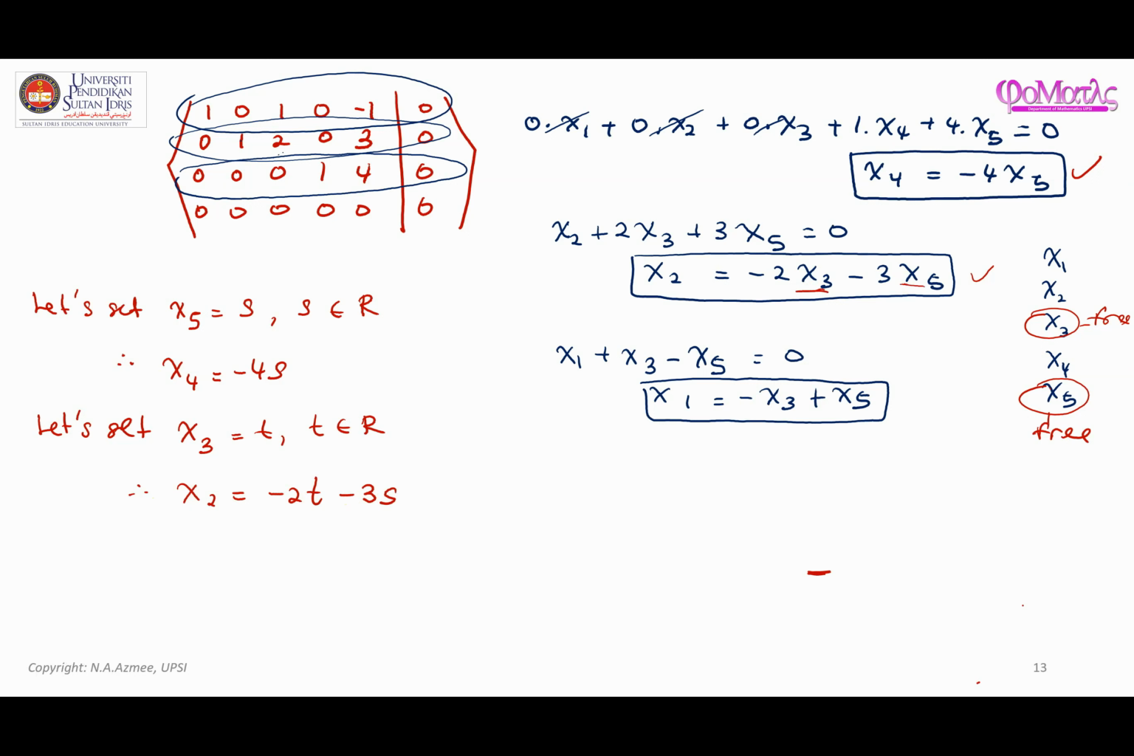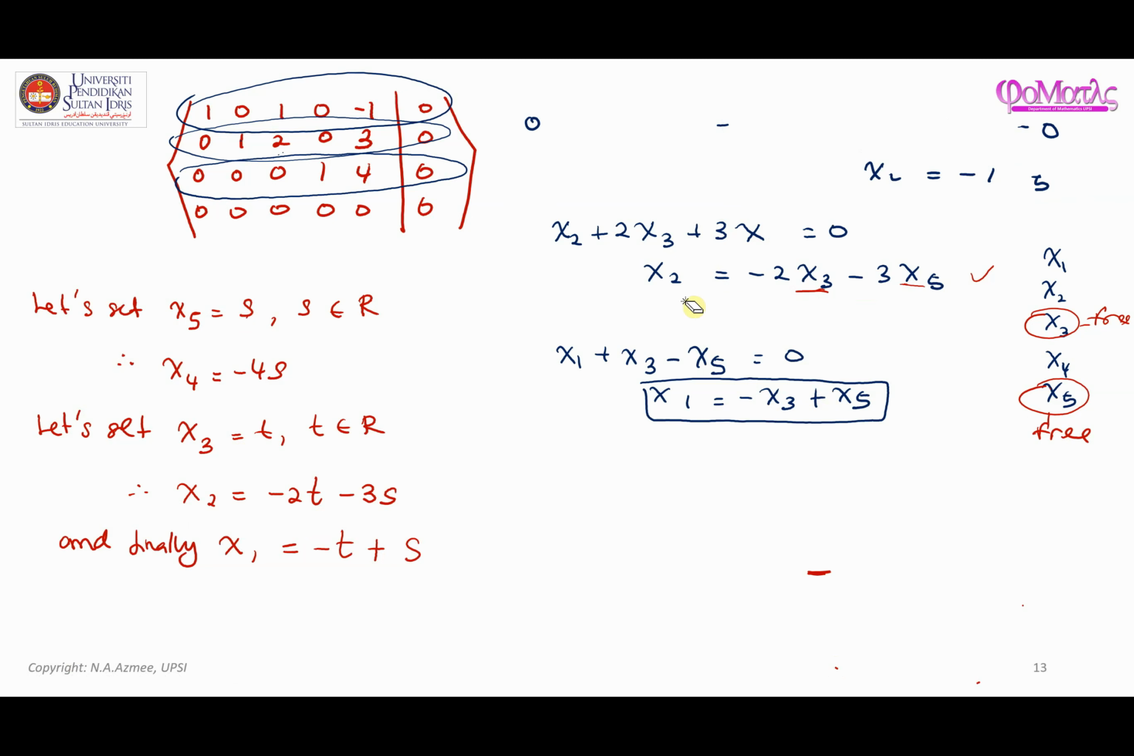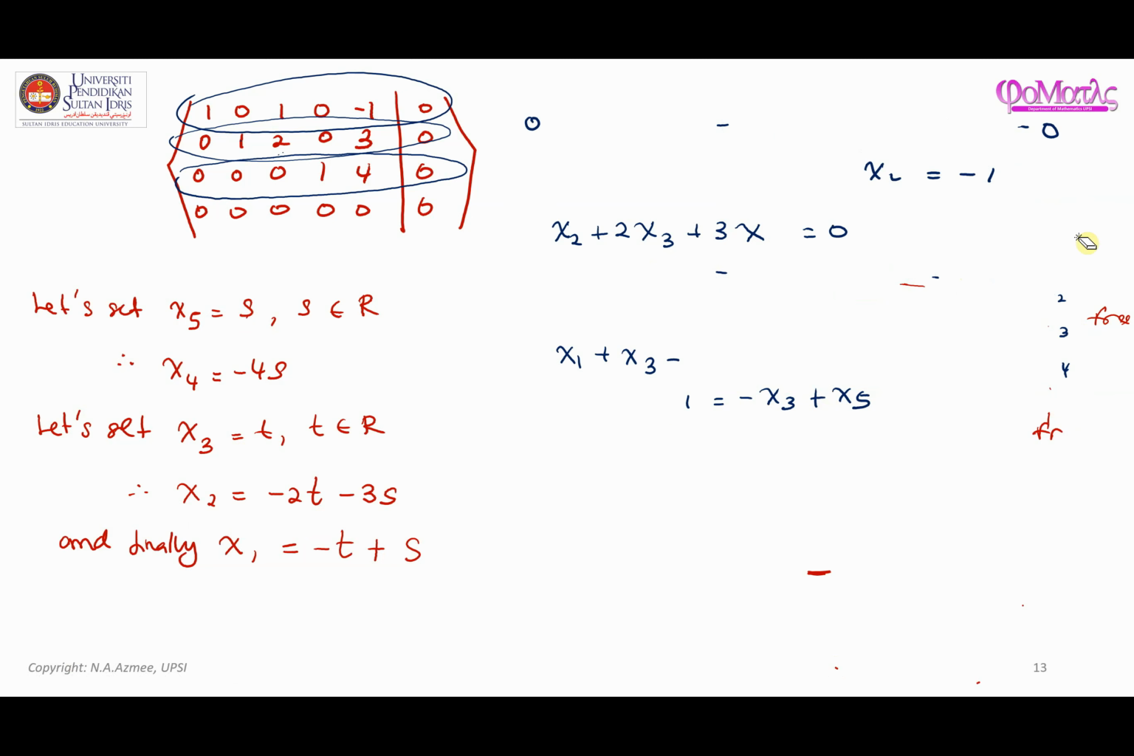And finally, x1 is equal to negative x3. x3 is t, so negative t, plus x5. x5 is s, so negative t plus s. Okay, so here are the solutions, and we're just going to write the solutions nicely in this format. Let me just erase this part.